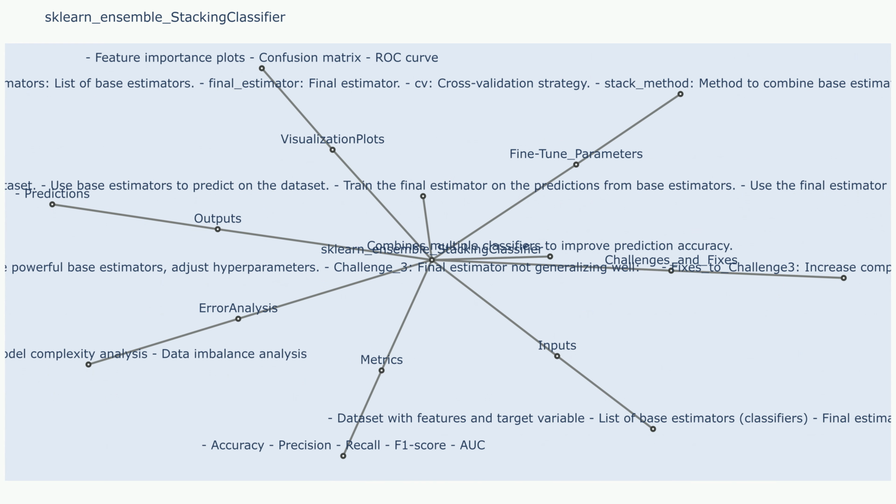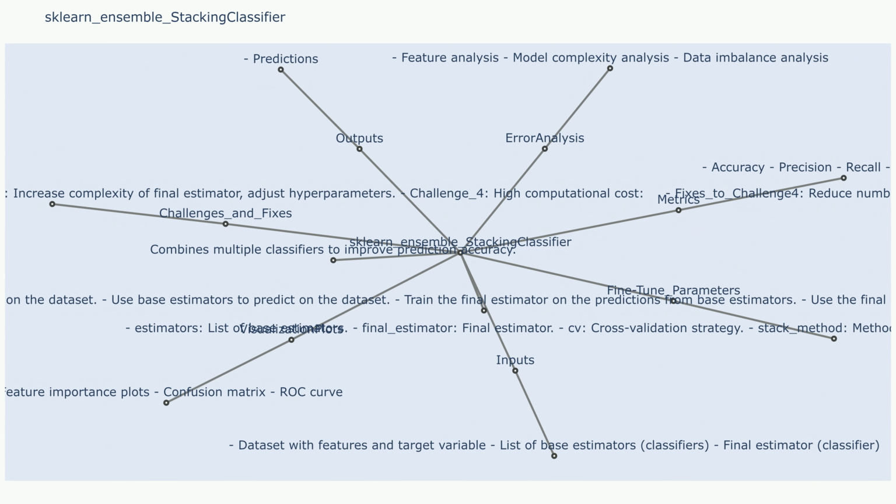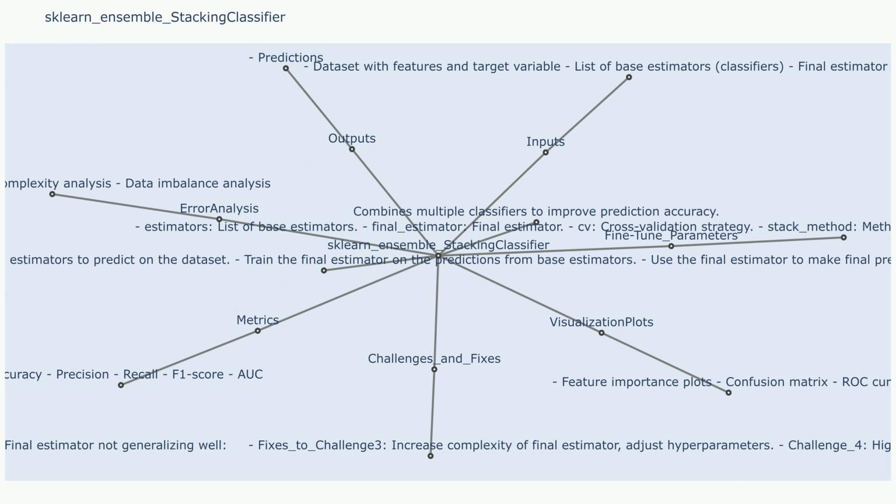Challenge 2: high computational cost. Sample use case: stacking can be computationally expensive, especially with a large number of base estimators or a large dataset. Fixes. Reduce the number of base estimators or simplify their models. Use efficient algorithms for meta-estimator training. Optimize code for parallel processing or distributed computing.